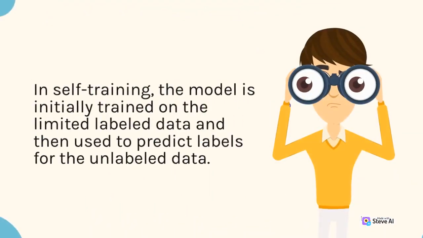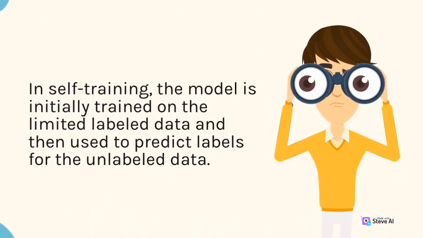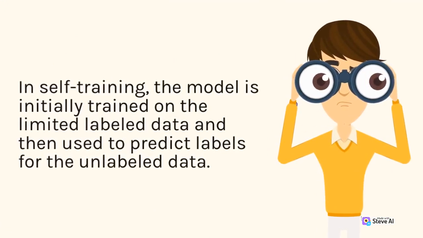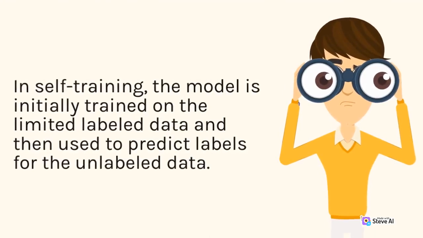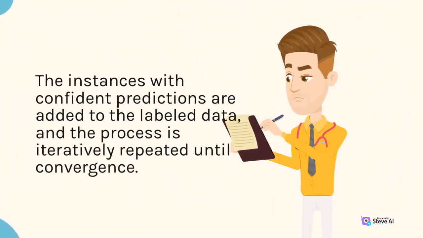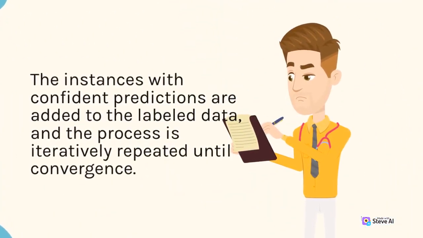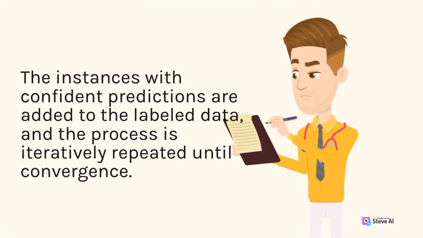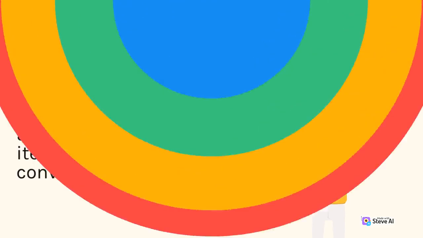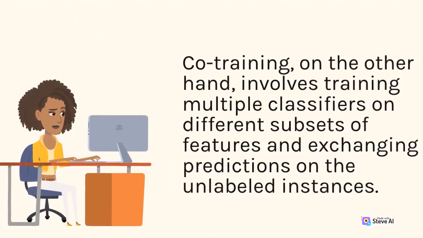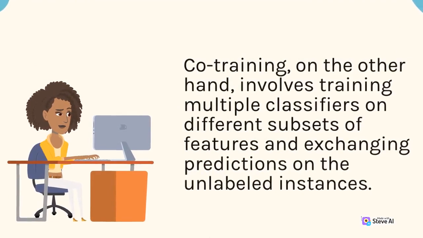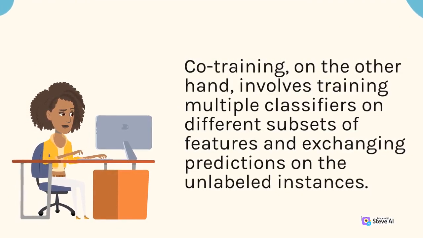In self-training, the model is initially trained on the limited labeled data and then used to predict labels for the unlabeled data. The instances with confident predictions are added to the labeled data, and the process is iteratively repeated until convergence. Co-training, on the other hand, involves training multiple classifiers on different subsets of features and exchanging predictions on the unlabeled instances.